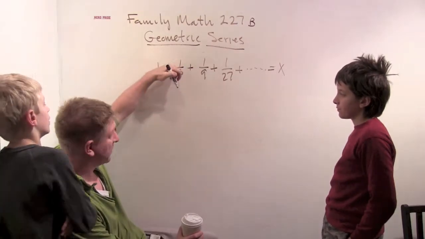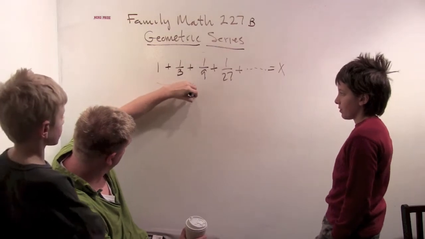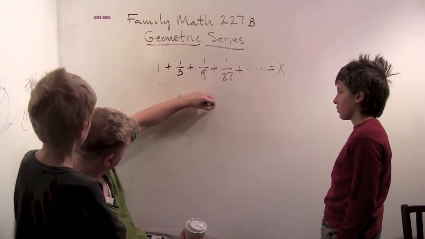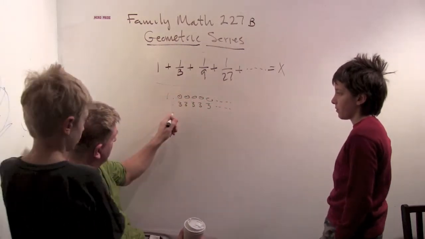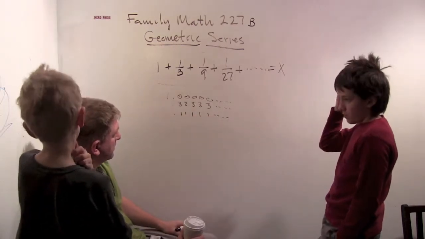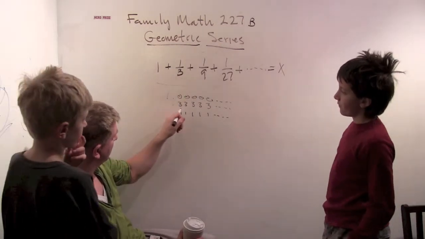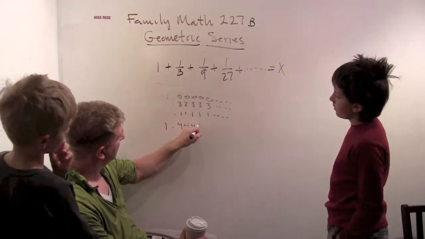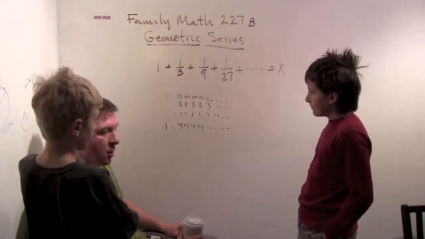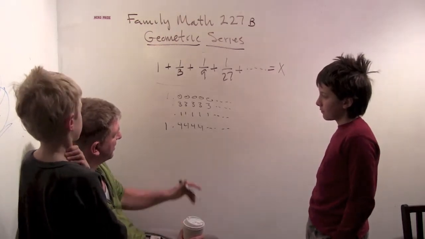Well, we do know what 1/3 is as a decimal. What is it? It's 0.333. So this is 1.00000 plus 0.333333. What's 1/9 as a decimal? 0.1111111. Okay. Huh. Well, so for the first three, at least, we get to 1.4444. Well, we need to figure out maybe 1/27. Well, we don't want to add this up by hand.